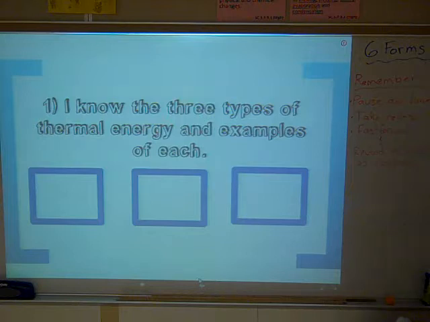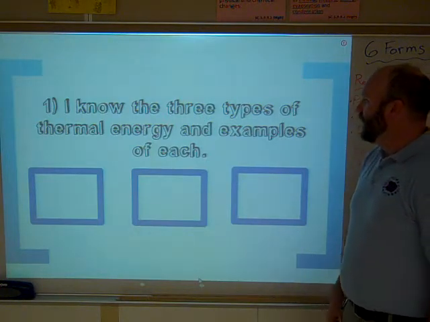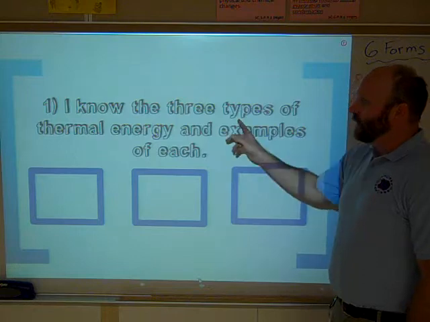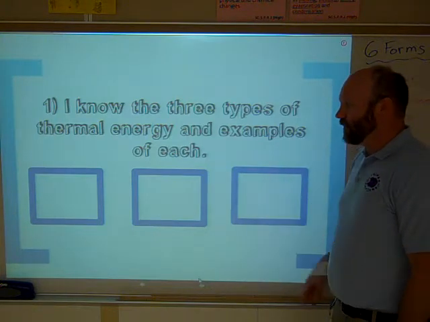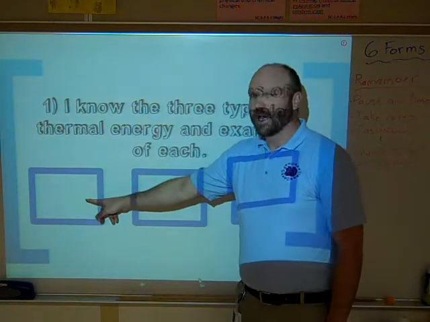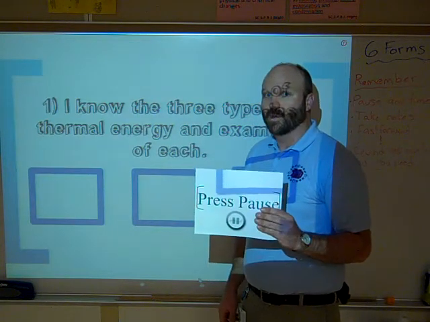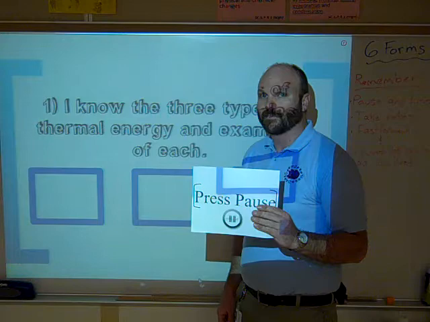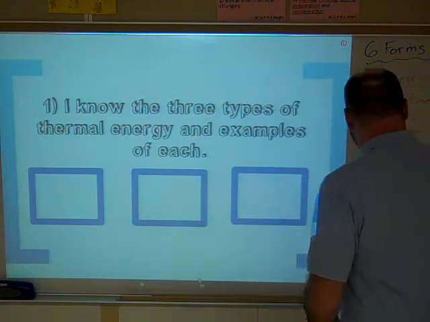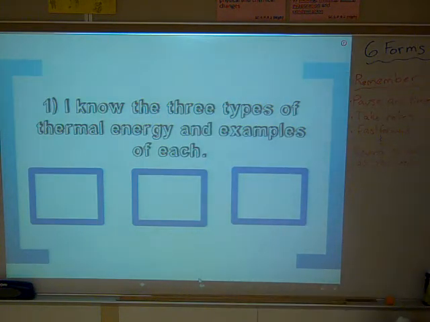Here's our learning goal. Number 1, I know the 3 types of thermal energy and examples of each. Go ahead and copy this down, draw me your 3 boxes, and go ahead and put a scale score in this box, 0 through 4. Go ahead and press pause. When you're done copying, press play. Okay, you should have copied down your learning goal. Let's go ahead and get to it.